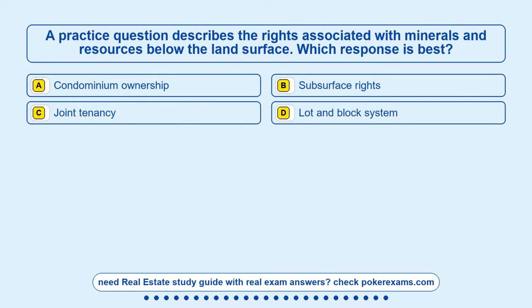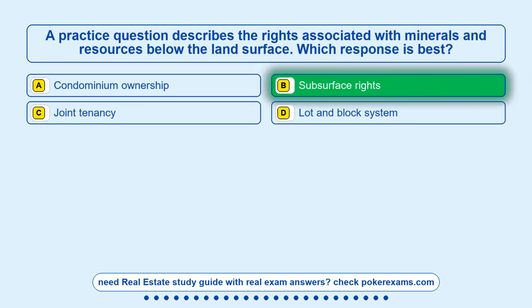Question 13. A practice question describes the rights associated with minerals and resources below the land surface. Which response is best? Option A, condominium ownership. Option B, a subsurface rights. Option C, joint tenancy. Option D, lot and block system. The correct answer is option B, subsurface rights.